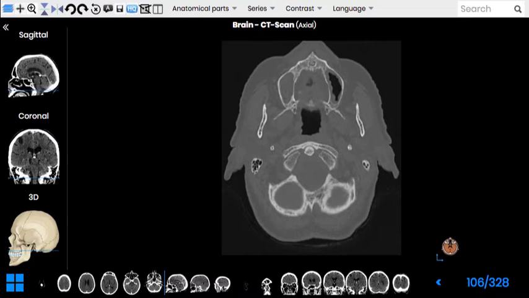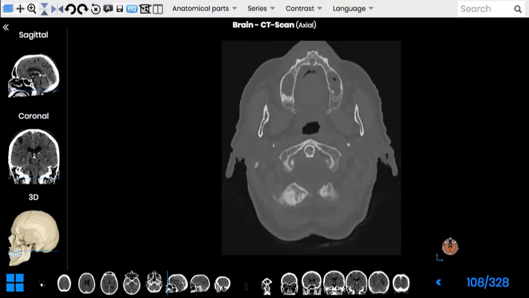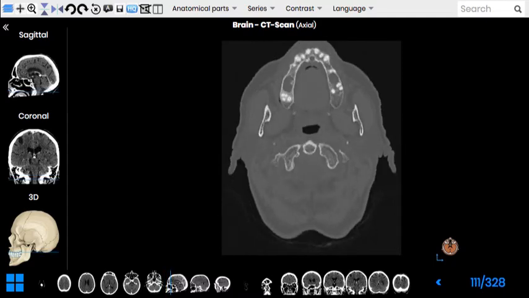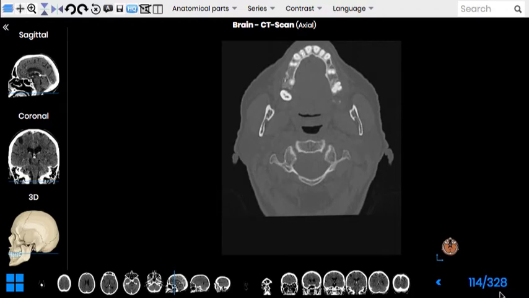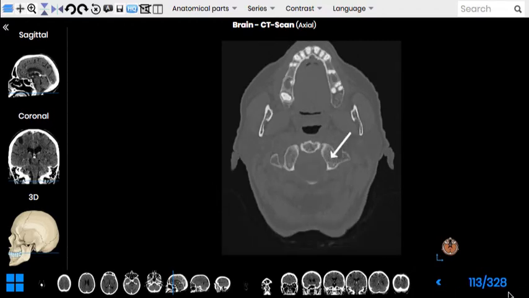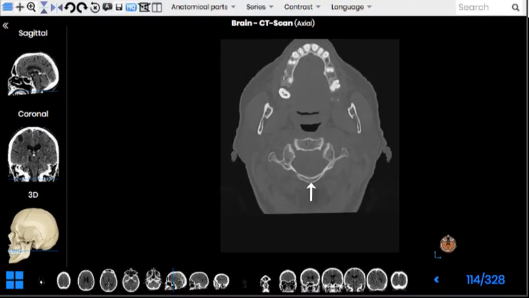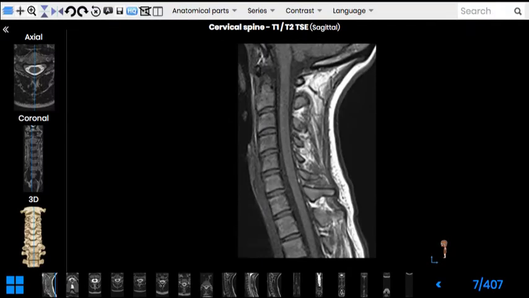If you see they're wider than 2.5 millimeters in adults and wider than 5 millimeters in children, you should consider it as abnormal. Okay, let's scroll down, and as we scroll down, the full shape of our atlas appears. You now can see the lateral masses with the foramina transversaria on both sides and the posterior arch of the atlas. Now let me switch to the sagittal MRI image.